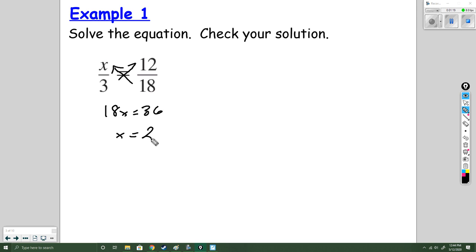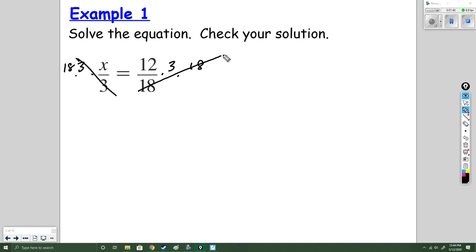Remember, the reason why we can cross multiply and solve is simply if we wanted to get rid of the denominators here, we'd multiply by 3 on both sides. That would cancel out that denominator, and then we'd multiply by 18 on both sides. And that would cancel out that denominator, and that would leave us with 18x equals 36, which is what we just had. Awesome.